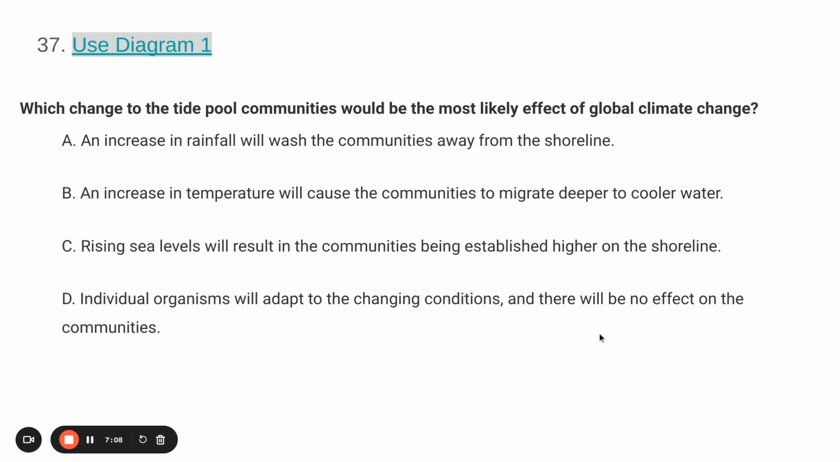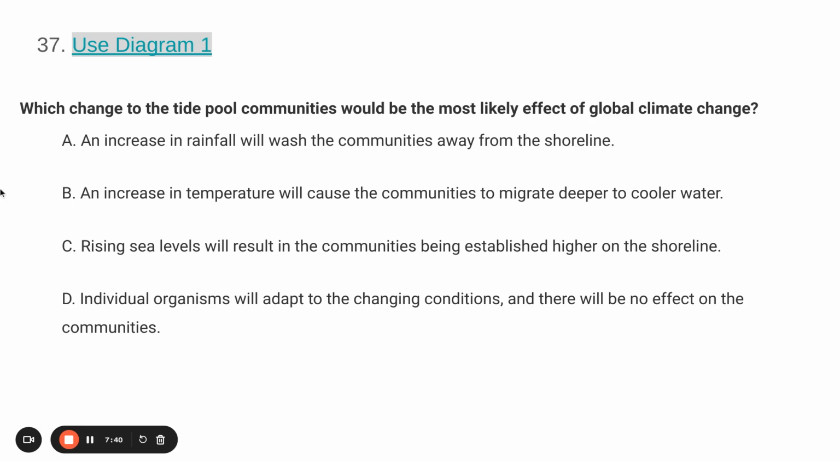And then number 37. This is another one of those that it's kind of like, I can't believe they left this question in here. Which change to the tide pool communities would be the most likely effect of global climate change? So for me, if I'm taking this up and grading it, I really don't care what you put because I hate this question.